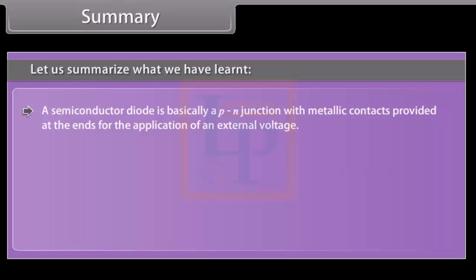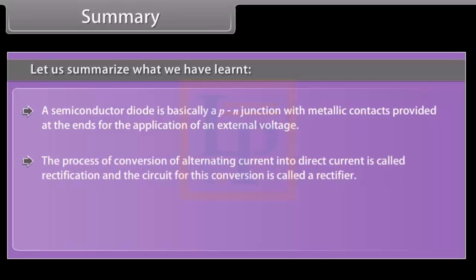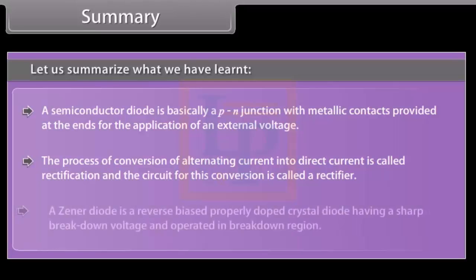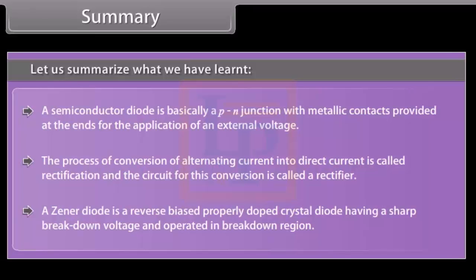external voltage. The process of conversion of alternating current into direct current is called rectification, and the circuit for this conversion is called a rectifier. A Zener diode is a reverse-biased, properly doped crystal diode having a sharp breakdown voltage and operated in breakdown region.